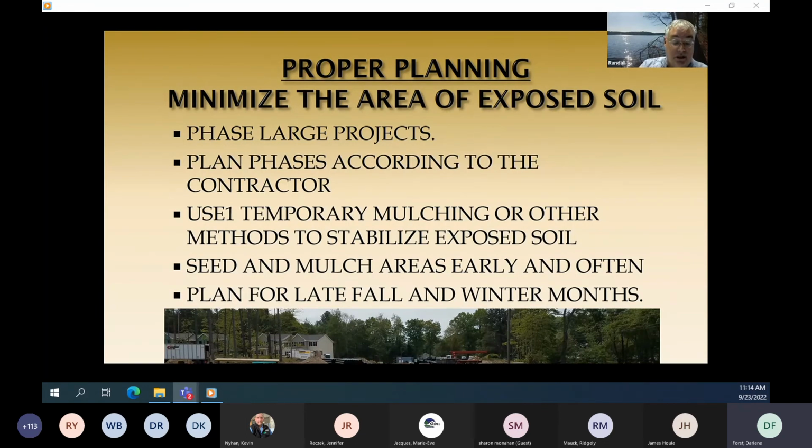Anytime you have exposed slopes that you're not working, you're going to need to have a time frame for when you need to get those covered, mulched according to the EPA requirements. Generally, they need to be covered within 14 days, not starting to stabilize at 14 days. So make sure that's done. Seed and mulch areas early and often. The quicker you can get things stabilized, the better off you're going to be.